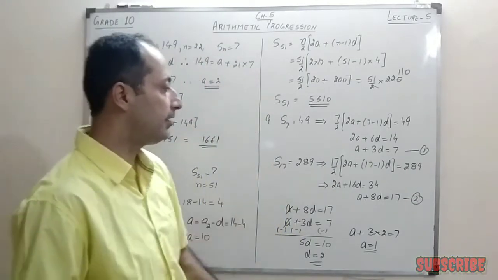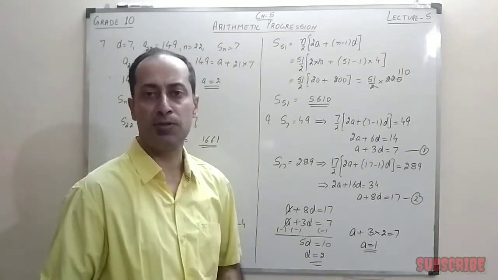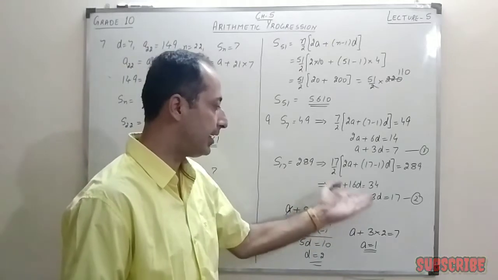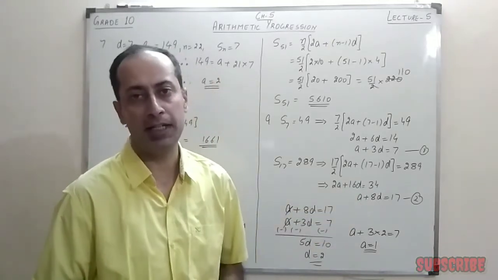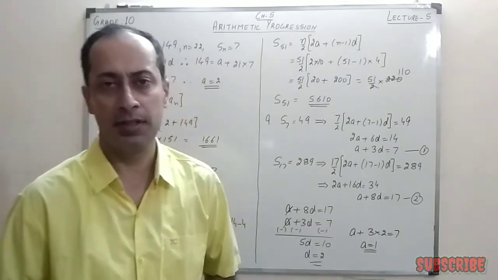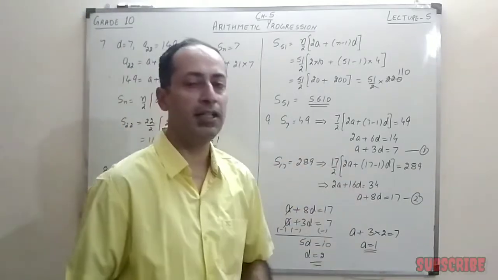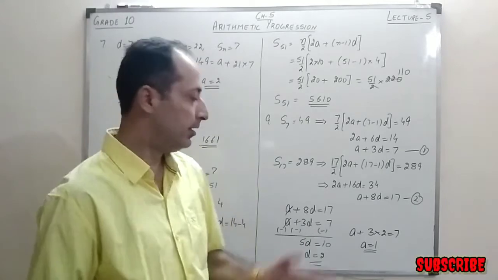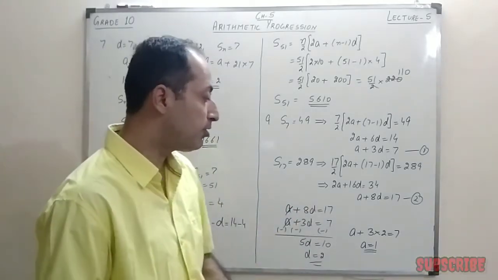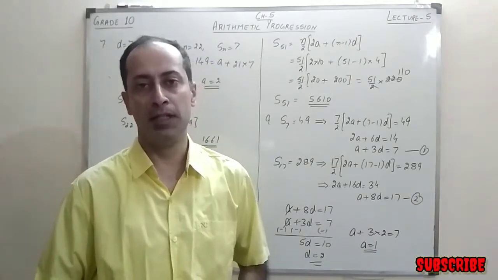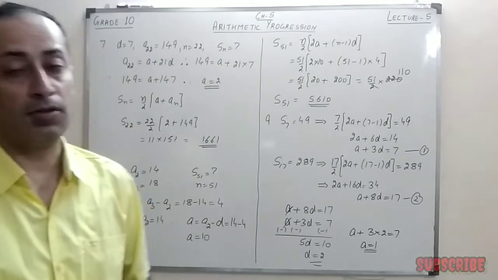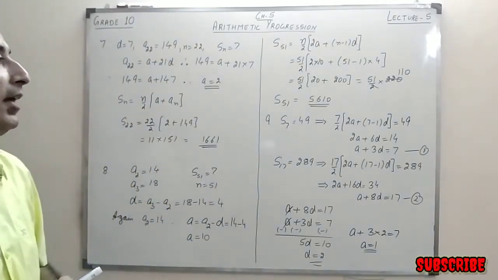Similarly, I take the second sum, 17 terms, which is given to me as 289. So I substitute the values and similarly I get the second equation as A plus 8D equals 17. After solving the first and second equation, because this is a pair of linear equations in two variables, I can simplify by subtracting the two equations and I get D equals 2 and A equals 1. Now the next step would be to find the sum of n terms.